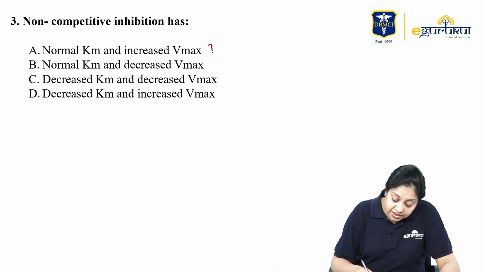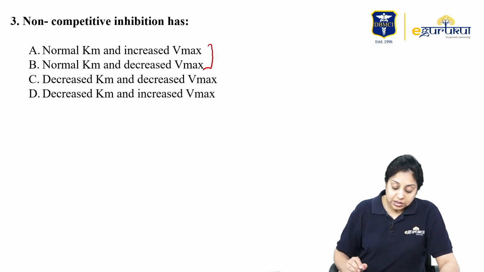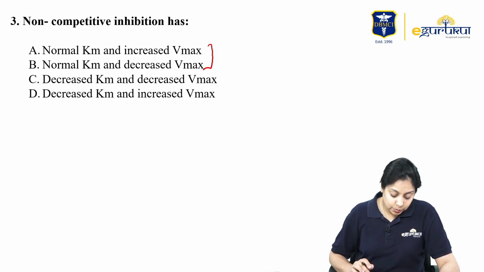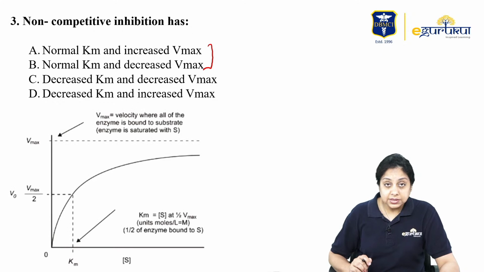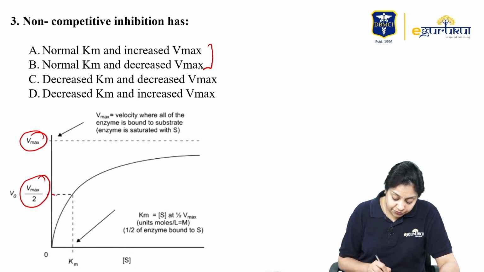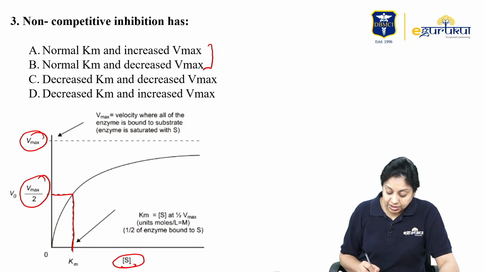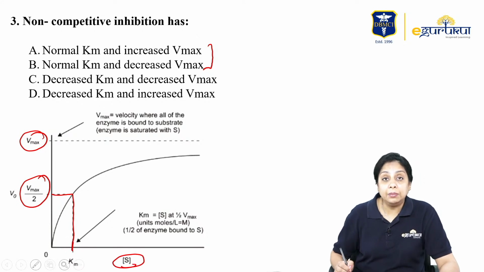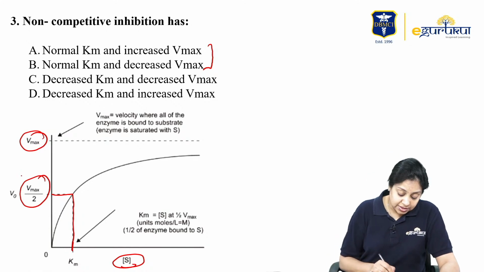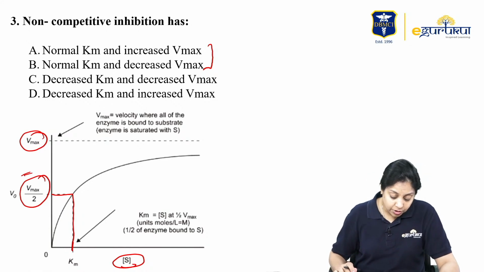Normal Km with increased or decreased Vmax, or decreased Km with increased or decreased Vmax. What is the correct choice? This is the Michaelis-Menten thing, right? This is the Vmax. This is half of the Vmax, and if we drop it down on the x-axis, that is substrate concentration. It gives us the Km. So Km is the substrate concentration when it is half of the maximum velocity.